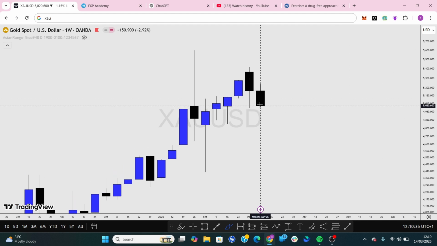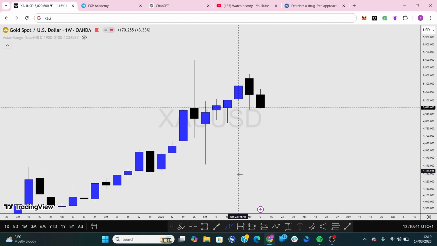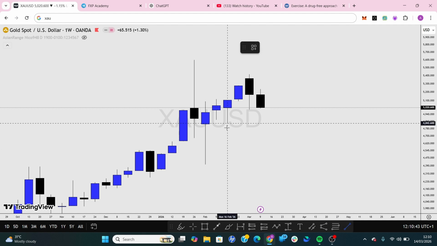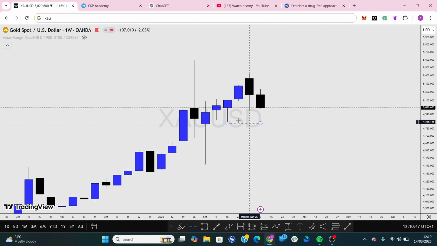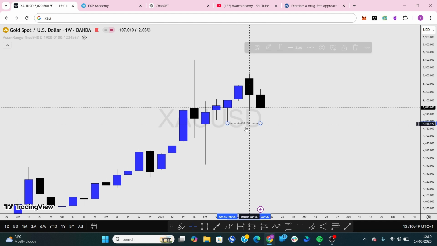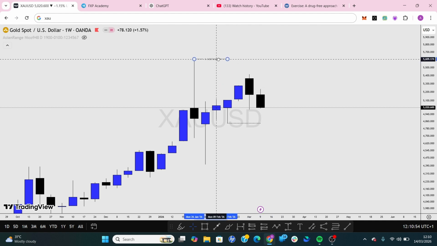You understand? So this week's candle closed as a bearish candle. So hopefully we are going to see the price moving towards this liquidity. This liquidity here, we can take it as your key level as well. This is your liquidity, and obviously this is another liquidity sitting above. You understand?